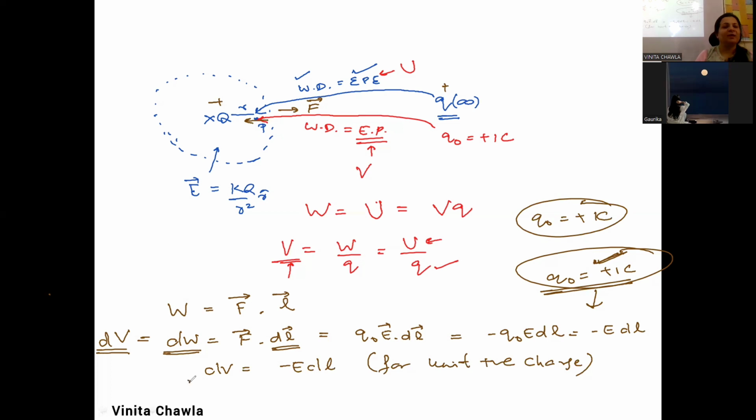We will find it by simply integrating it, है ना? We will get work done, net work done, and it is equal to minus integration E dot dl. And now here we are moving the charge from infinity to some point in the electrostatic field. So this work done can be written as integral minus infinity to P of E dot dl.